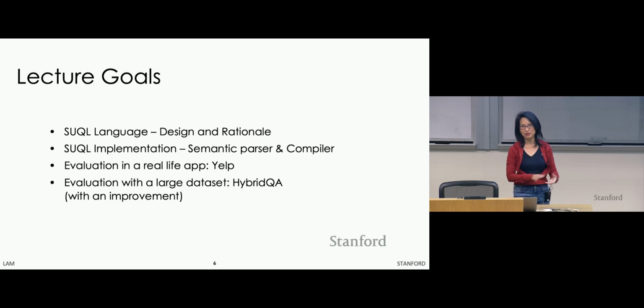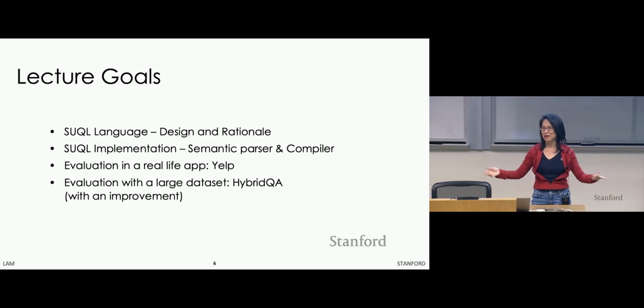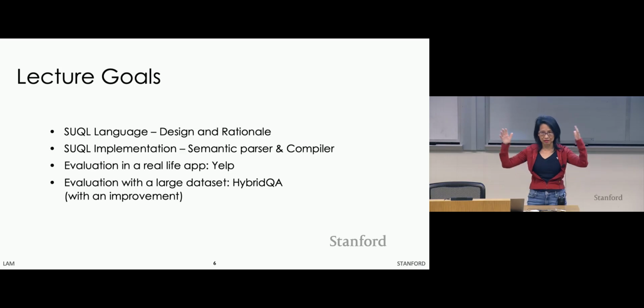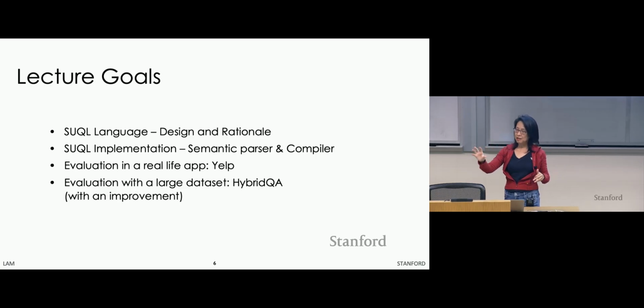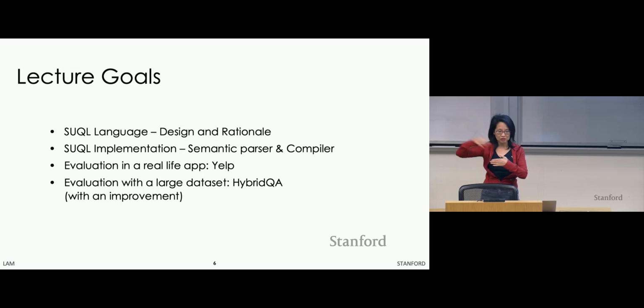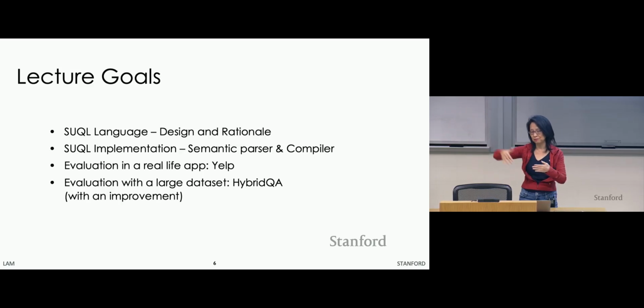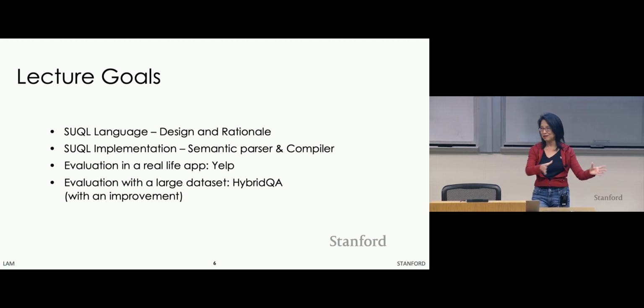So this is what we're going to do today in the lecture. We're going to start with the design of SUQL. We don't normally do designs of languages in AI classes, but hey, this is an agent, and you have to do work, and it is your friend. So we are going to talk about the language, the design and the rationale, and the implementation of the semantic parser that takes you to SUQL, and the compiler that will connect to the databases and the IR vector store.